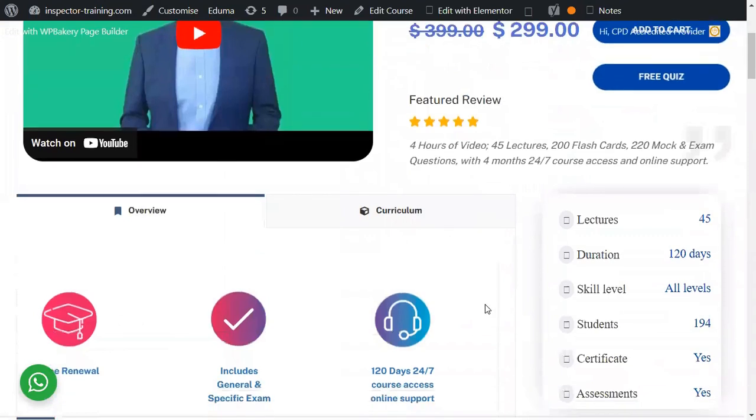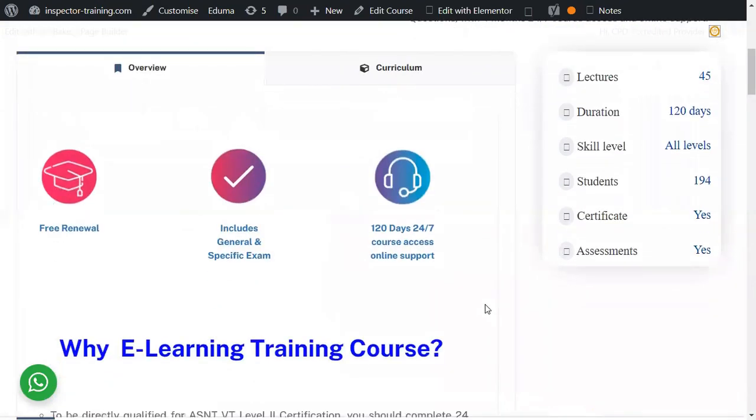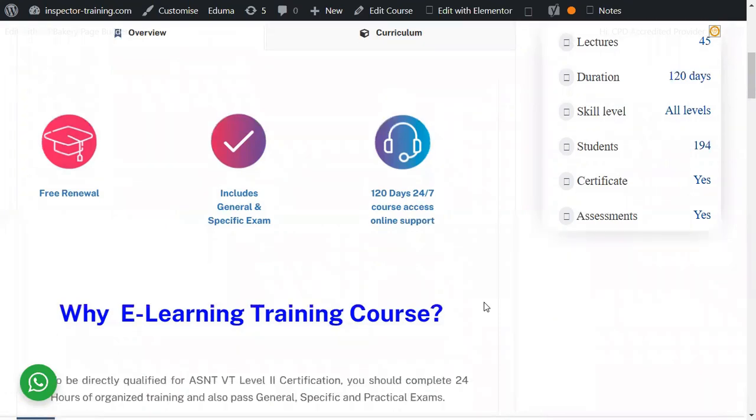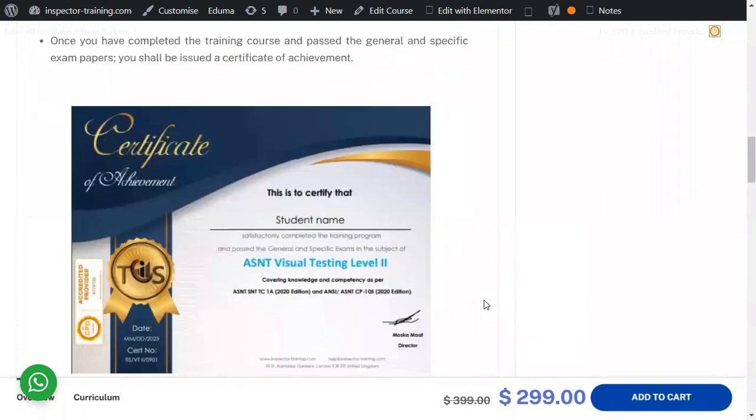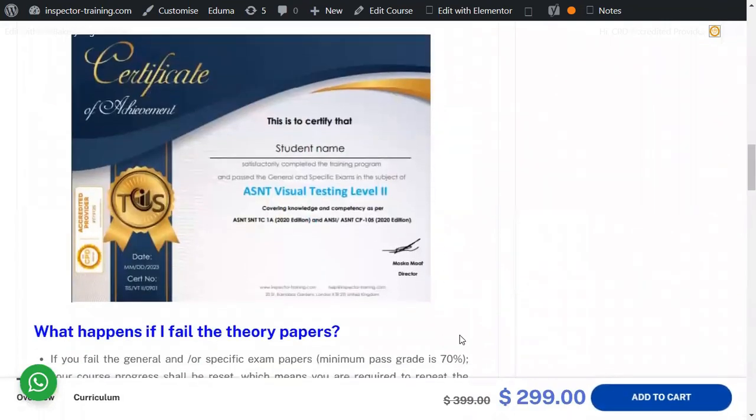And once you finish the course, and if you pass the general and specific exam, which we believe you would definitely pass if you read the course, then you receive a certificate of achievement immediately after completing the course and passing the exam.